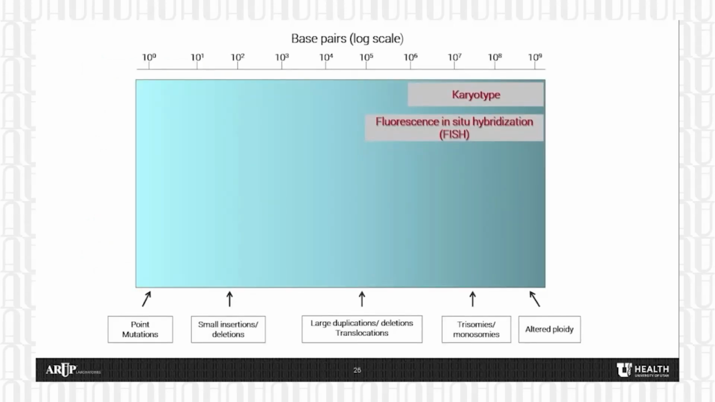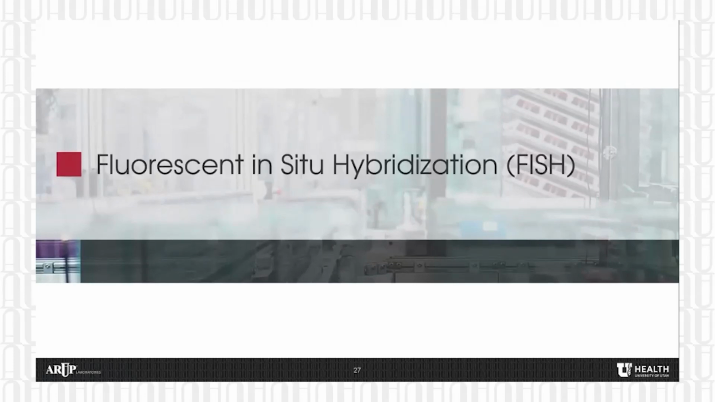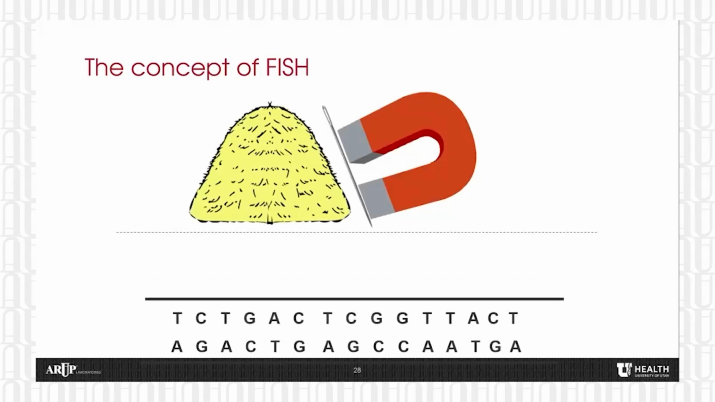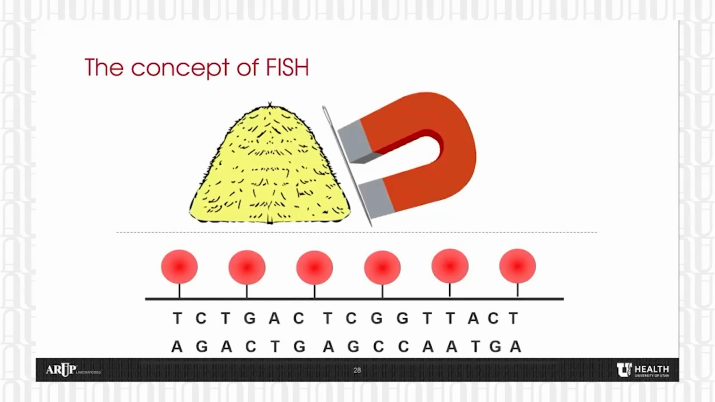So in order to overcome some of the limitations of karyotype, there's another technique that can be used: fluorescence in situ hybridization, or FISH. The concept of FISH is like detecting a needle in a haystack using a magnet. You have a sequence of interest in the genome that you would like to evaluate, make a probe that is complementary to that sequence, and then label the probe fluorescently. This way you can visualize your sequence of interest under the fluorescence microscope.